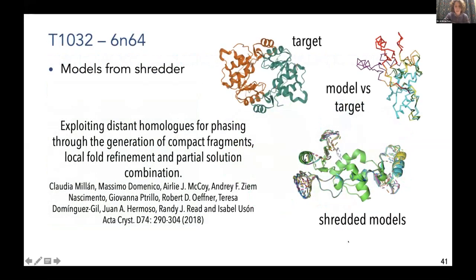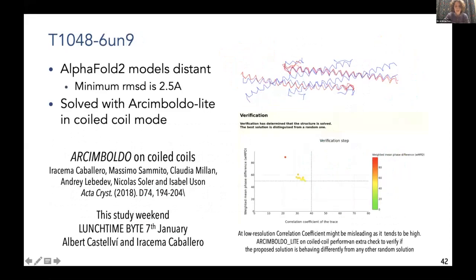The other one, 1032, you can see it's really quite a flexible structure, and this one was solved by taking component shredded models, as we call them, from the original structure, and then using those in pieces to build the target up in small components. And then finally, this is one that wasn't solved by the AlphaFold 2. It was solved by ARCIMBOLDO_LITE on coils, and that was a clear solution at the end.